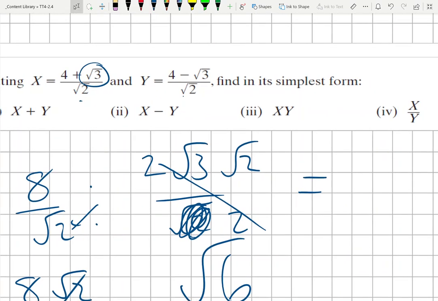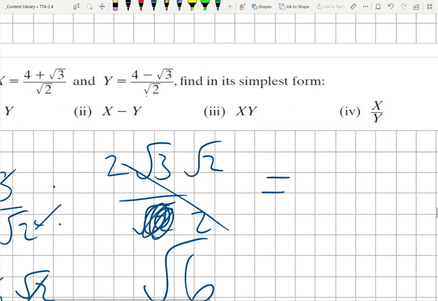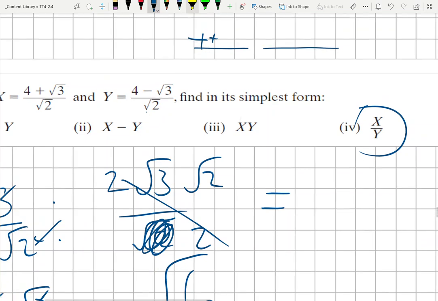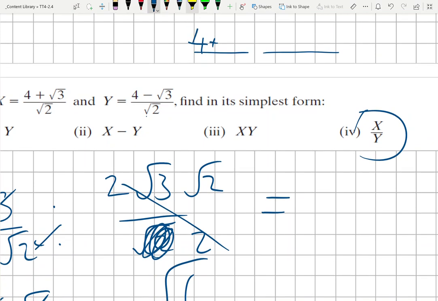Okay, now we have 4 plus root 3. Now I had a way of dealing with this earlier, but I've forgotten, and that says it all. If I'm going to keep forgetting it, you're going to have to work it out each time. So 4 plus root 3 is the conjugate.